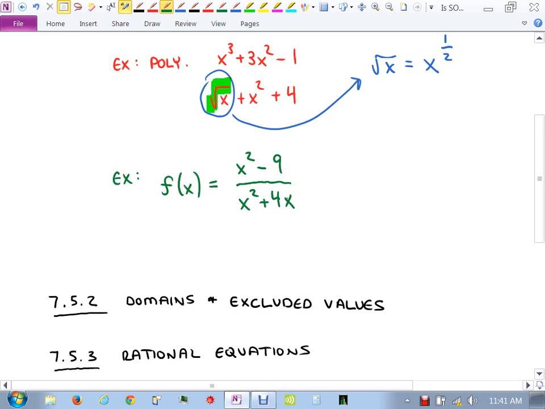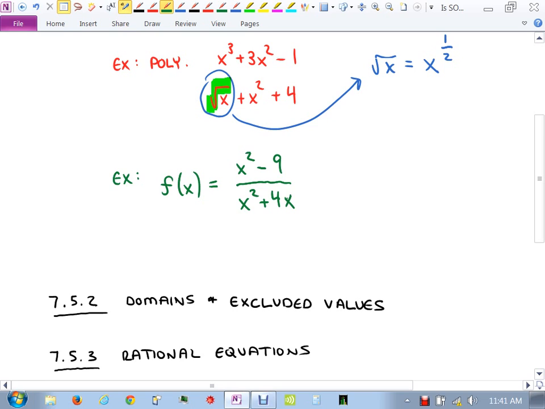So the numerator there, which part is the numerator, the top or the bottom? Top, right? Top is the numerator. Denominator is the bottom one, right? So the numerator is a polynomial because it has x squared then minus 9. Multiple terms, and the x's have integer powers. The bottom, same thing, right?